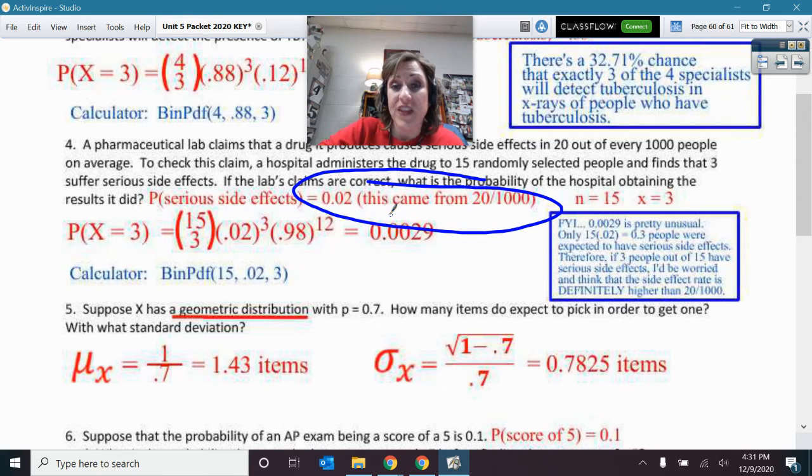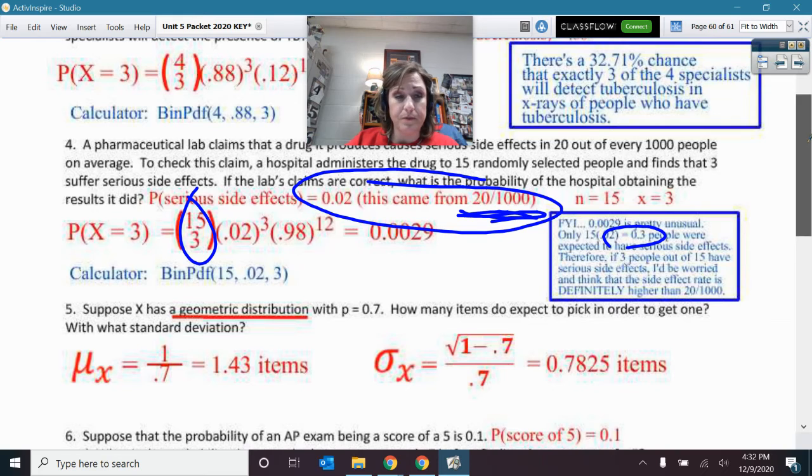They say that this is the rate of side effects, and I disagree. I think that this rate of serious side effects is actually much higher because we had 3 people have serious side effects when we should have only had like a third of a person on average.